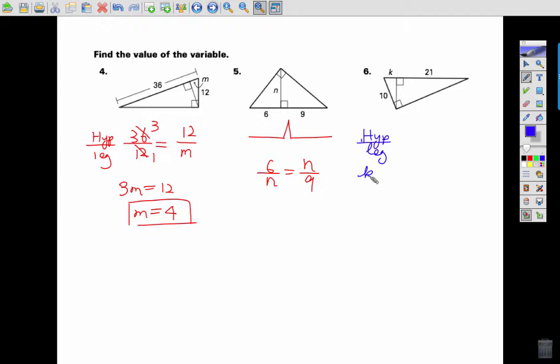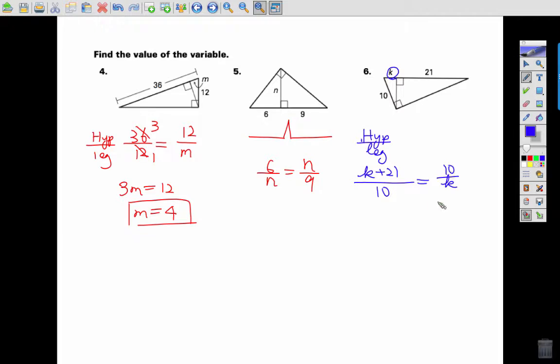My hypotenuse is k plus 21. My leg is 10. And then look at this smallest triangle here. And you can go for this middle triangle, but notice there's no information about the hypotenuse of the middle triangle. So it's rather useless. Since I'm asked to find the value of k, I'm going to zoom in on the littlest triangle. And here my hypotenuse is 10 and my leg, short leg, is k.